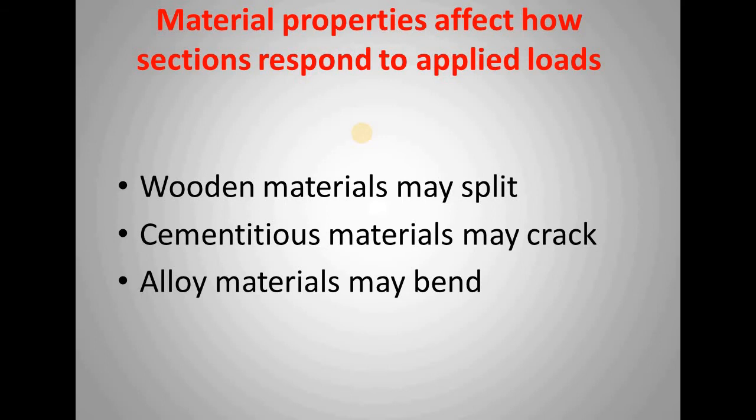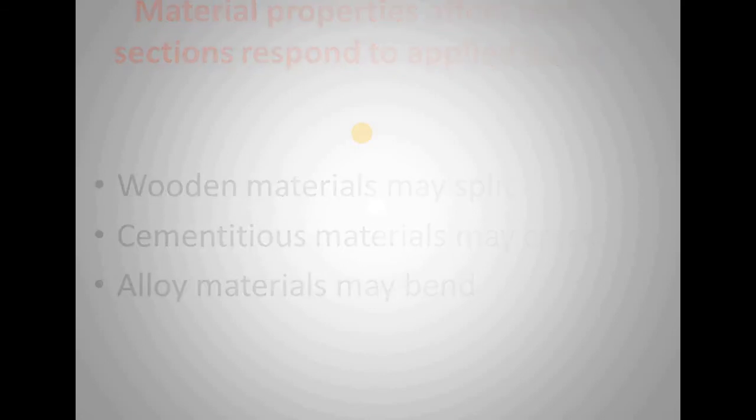So as you can see, due to the difference in material, the section is going to respond to the applied load differently. Wooden material may tend to split. Cementitious material may tend to crack. And alloy material may tend to bend. So this is scenario 2.